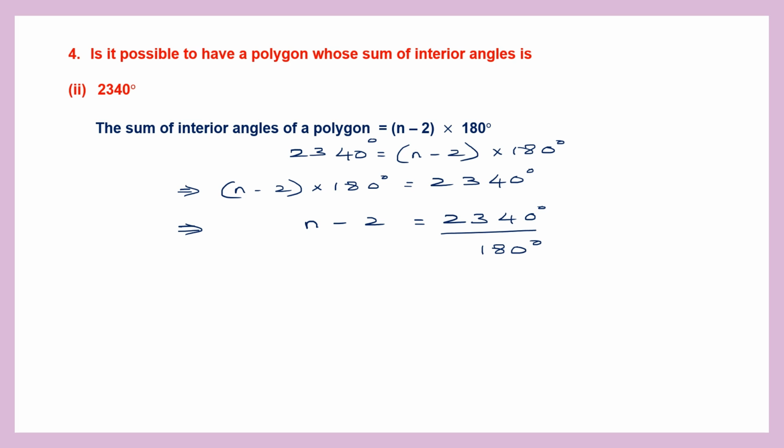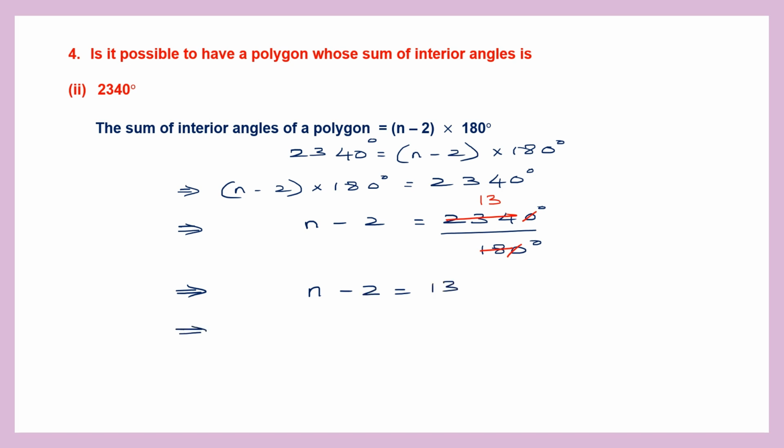Now I'm going to cancel what I can. I can cancel this and this. I can cancel 234 by 18. If I divide this by 18, I will get 13. That means 18 into 13 is equal to 234. Now let me continue. n minus 2 is equal to 13.